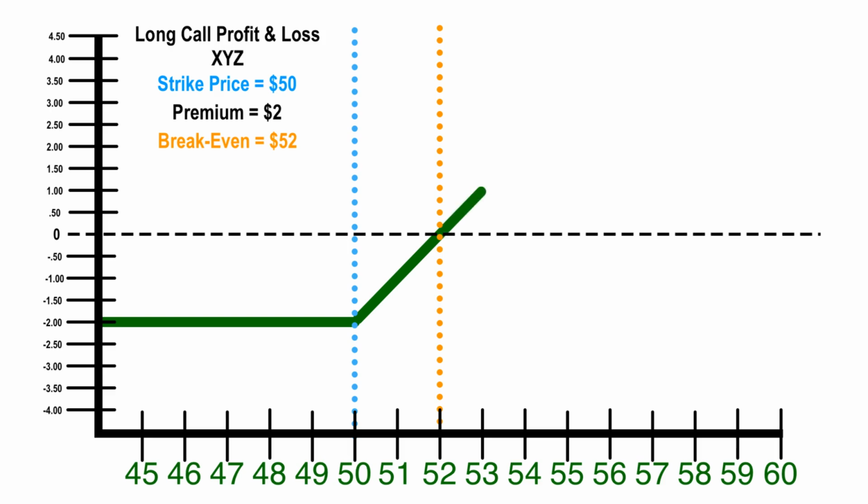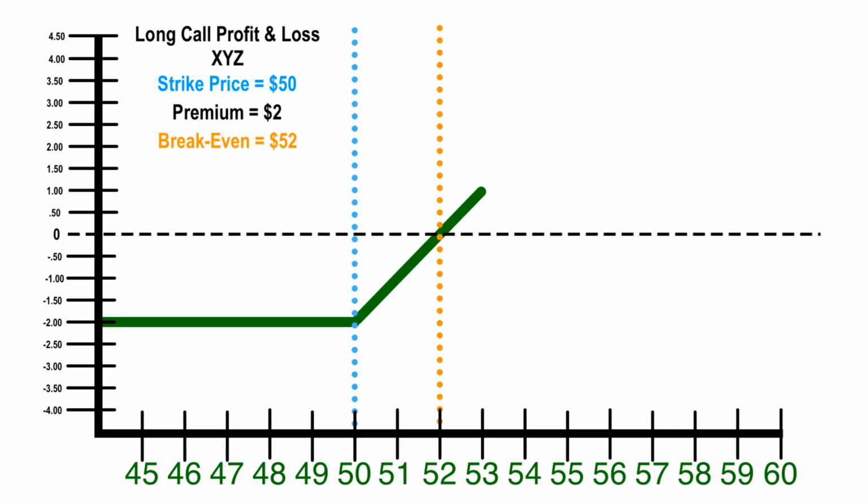At a stock price of $53 and beyond, the position becomes profitable. The call option now has $3 of intrinsic value, which exceeds the $2 premium paid, resulting in a net profit of $1. For every additional $1 increase in the stock price, the profit continues to grow accordingly. At this point, the option holder has the right to buy the underlying stock at the $50 strike price and could immediately sell it at the higher market price to realize the gain.